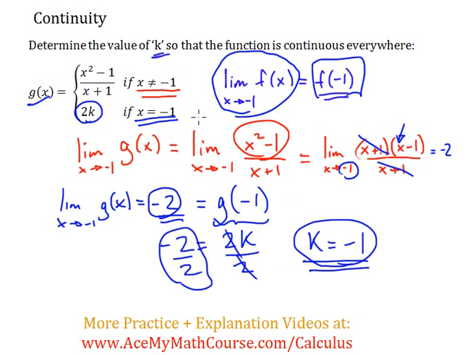And why is it continuous everywhere? Because remember that for any polynomial, in this case we got just a linear function, x minus 1, the function is continuous everywhere. The only point where we were concerned would be when x was equal to -1. But then, since k is equal to -1, we actually filled in that point of discontinuity, and now the function is continuous everywhere.